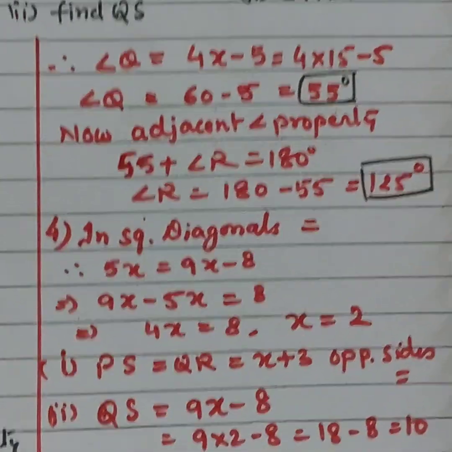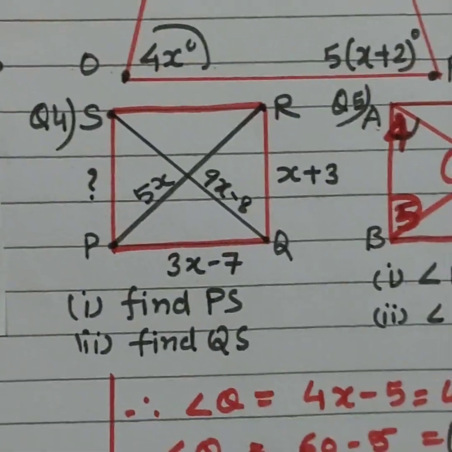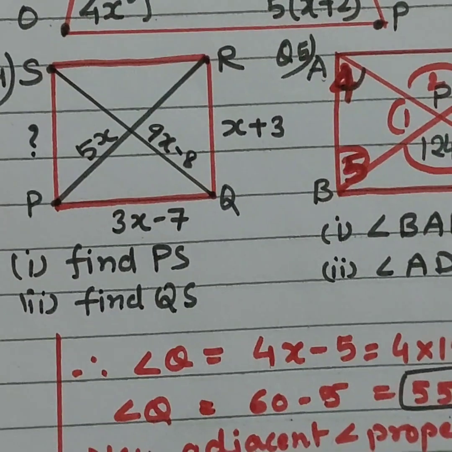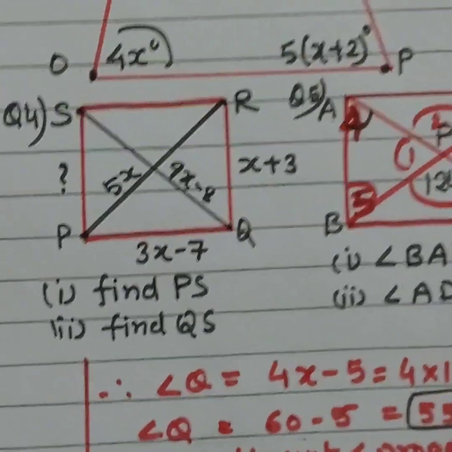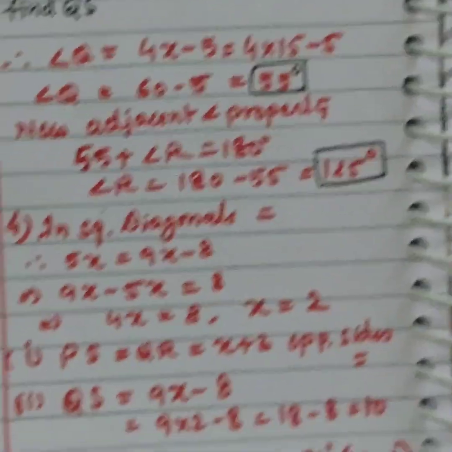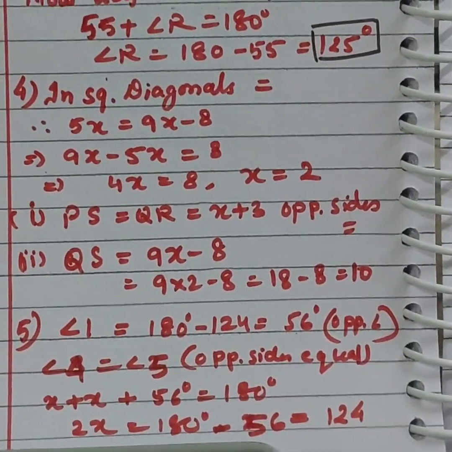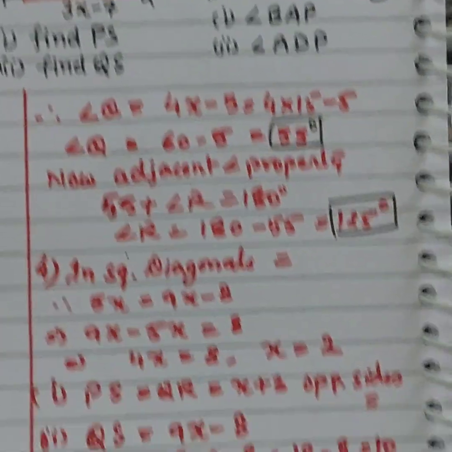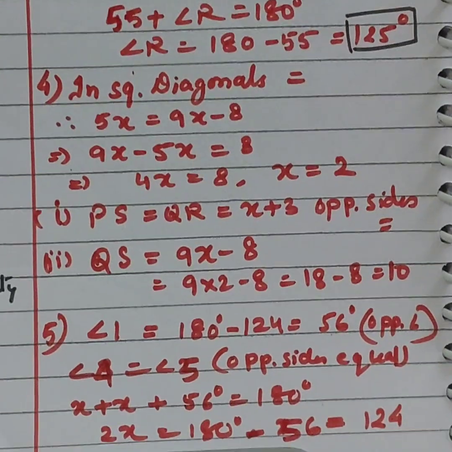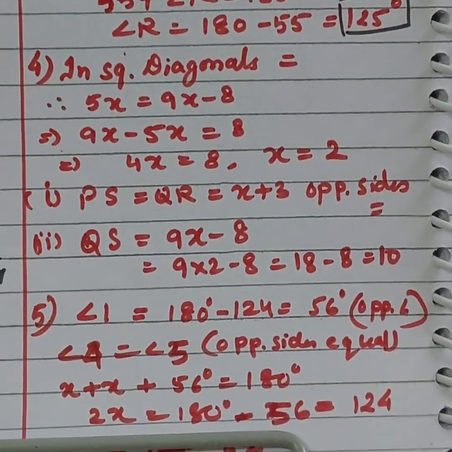In a square, now this is the diagram. PQRS. Here one diagonal is 5x, other is 9x minus 8. It is already given, I think, in your book, right? So you have to understand now. So in a square, diagonals are equal. Agree? तो 5x equals to 9x minus 8. तो आप इसको equal कर सकते हो. So 9x minus 5x is 8. So 4x equals to 8. So x equals to 2.